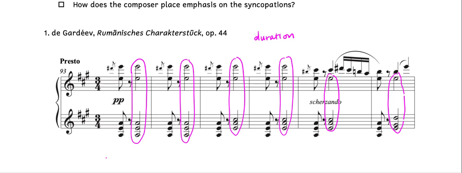Did you hear the syncopation there? Ba ba ba ba, right? So beat 2 was definitely accented.